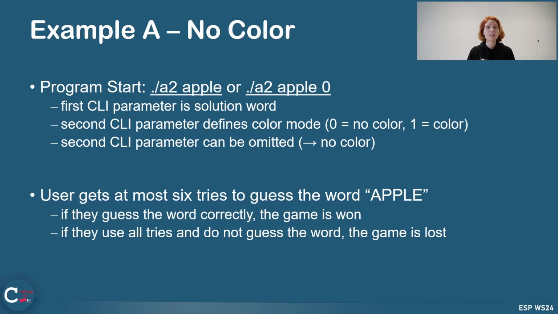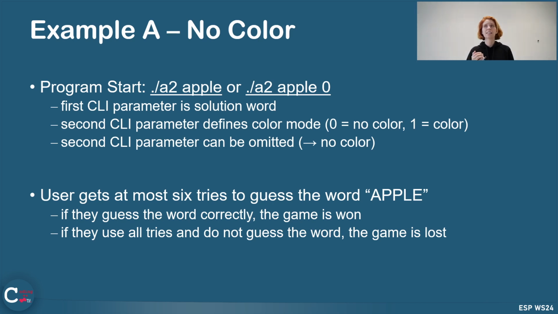If it's omitted, this means the same as if it's 0, and then the program should start without the color output. So as you can see here, 0 means no color, 1 means print the output in color, and if the second parameter is omitted, then it also means no color. These two are the same. And then, as I mentioned, the user gets at most 6 tries to guess the word apple.